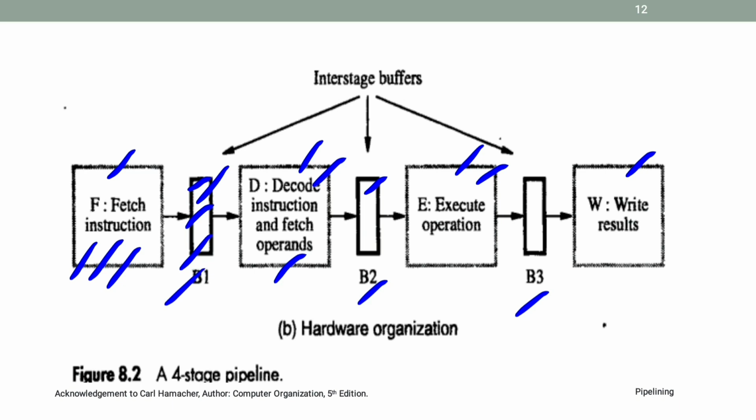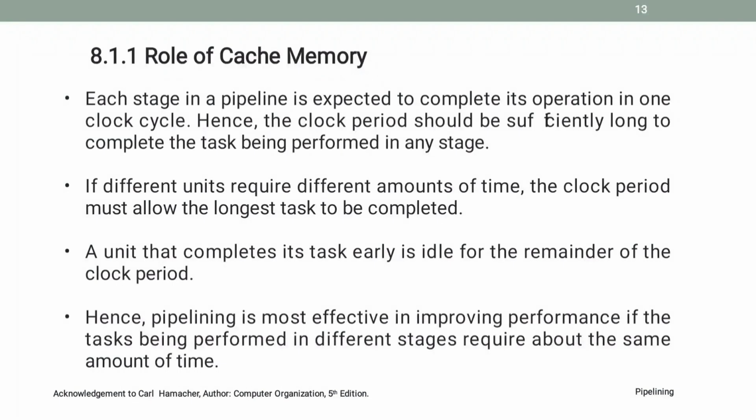During fourth clock cycle, whatever first instruction was executed, now it was kept in buffer B3, it is given to write unit. So this will store the result into destination location. This is how after 4 clock cycles of time we have one instruction execution completed. So such kind of independently operating 4 units are used along with in between interstage buffers in performing 4-stage pipeline. Okay, so next we shall discuss what is the role of cache memory.